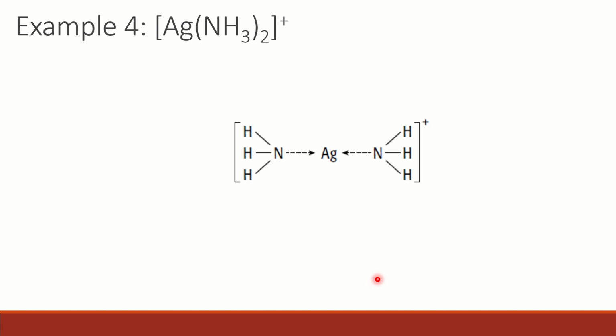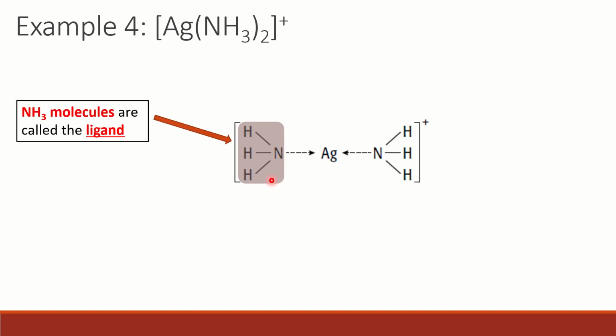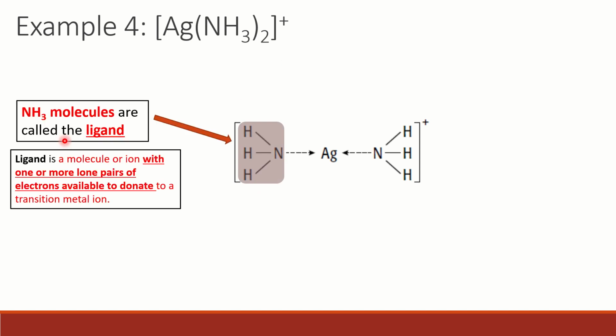And then here, example number 4, we have Ag bracket NH3, this is ammonia, 2. Now, you can see ammonia here is our ligand. Why? Because, yes, it's a molecule. It's not an ion. It's a molecule. And it has a lone pair of electrons. Remember, the nitrogen has that 2 electrons here, the lone pair of electrons. It can form a dative bond with your silver Ag plus here.